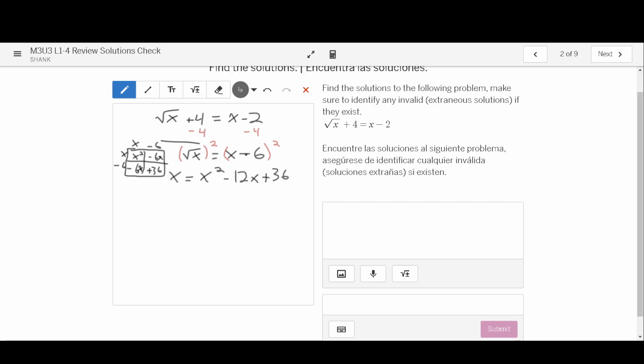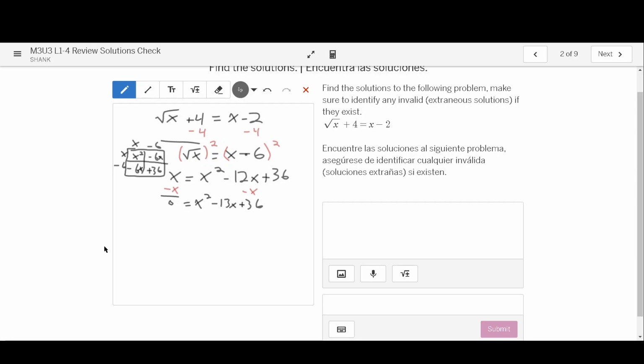Notice I have these 4 terms. Add those 2 like terms together: negative 6 plus negative 6 is negative 12x. That's how I go from the set of parentheses to this quadratic. The last step is to set it equal to 0, because I need to find what those x-intercepts are. So I subtract x from both sides, and I have 0 equals x squared minus 13x plus 36.